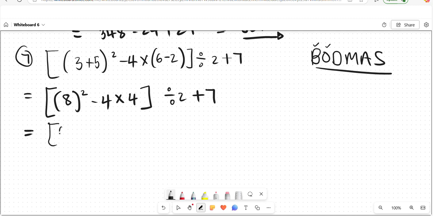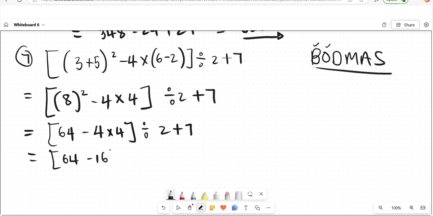So my orders next will give me a 64. 8 squared is 64. I'll come back to this guy. So yes, I am still within brackets, but then I've done my orders, then I need to do my division and multiplication. So I keep the 64. The negative 4 times a positive 4 is a negative 16. All divided by 2 plus 7.